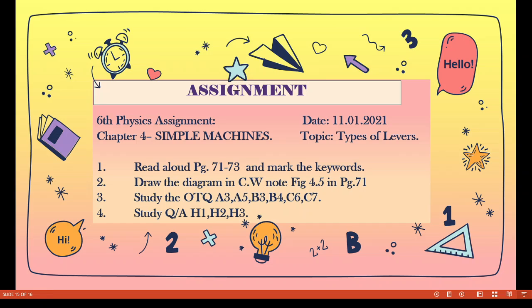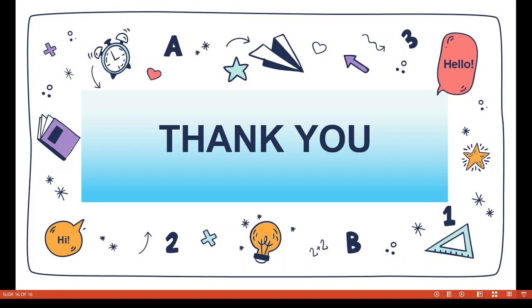You have to do your assignments then and there. Don't accumulate your assignments. So that's all, my dear students. I hope you will be very familiar and you would have understood the concepts, that means the different types of lever. What do you mean by lever and its different types, very well.